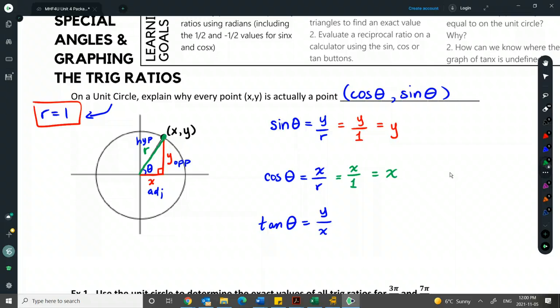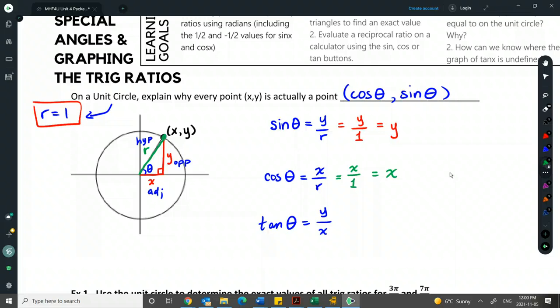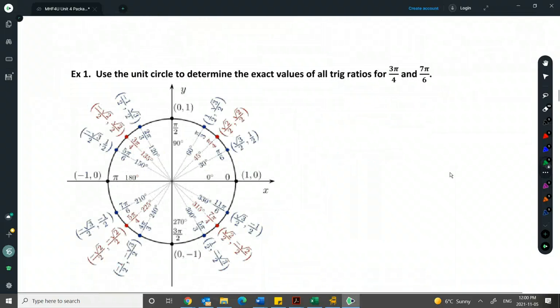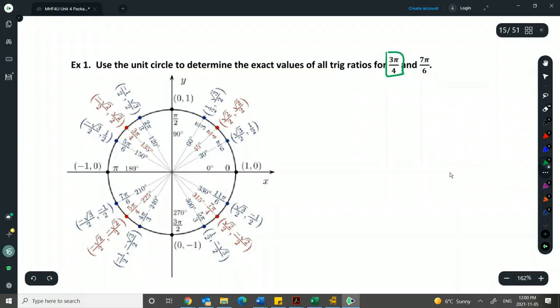So this is the explanation. Every point x, y on a unit circle, for any rotation of theta, should be equal to the cos of that theta and the sine of that theta as the x and y coordinate. That brings us into the second part, which is this cool little unit circle that we have here. Let me give you an explanation of this. I'm going to use these values as samples for us.